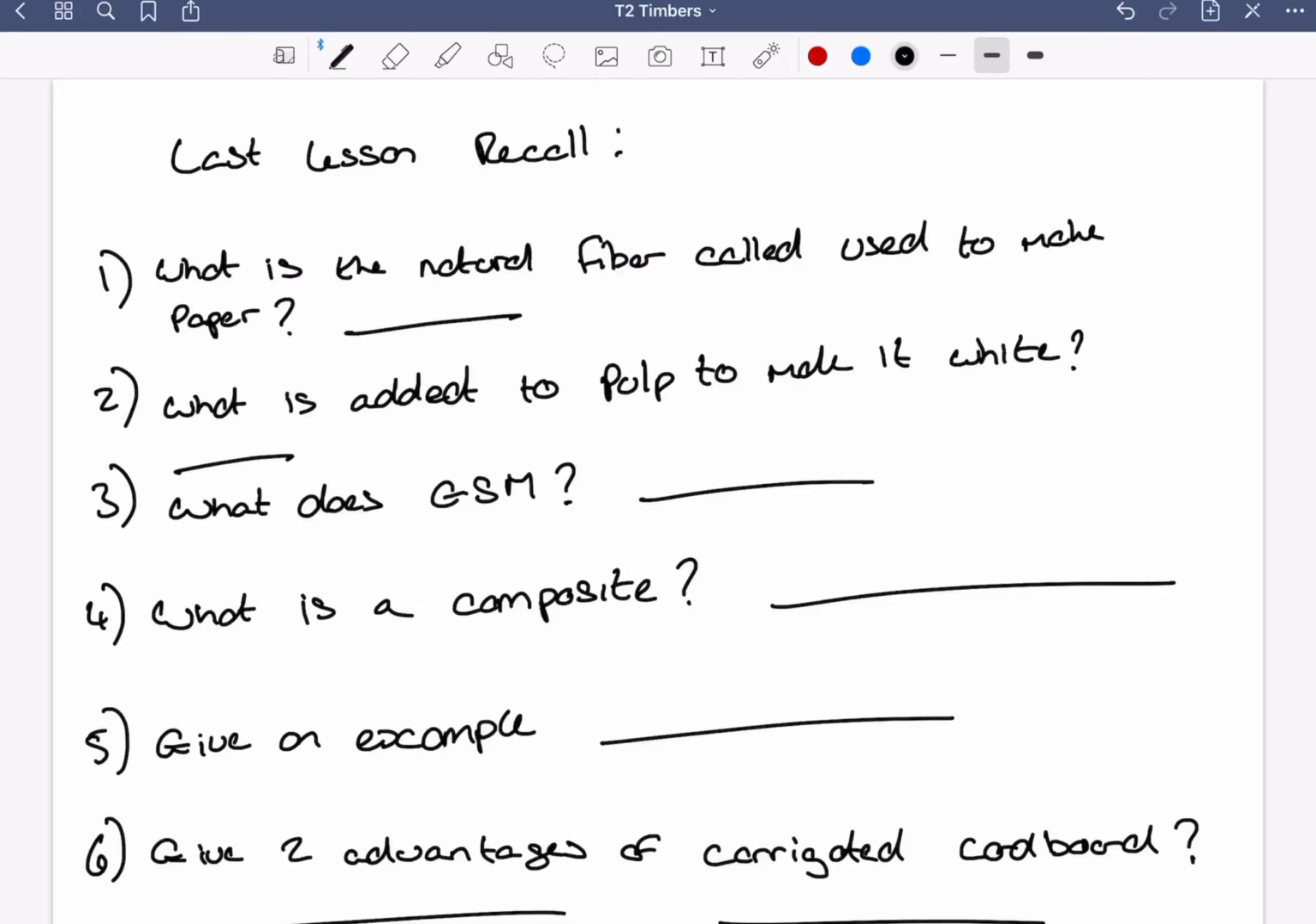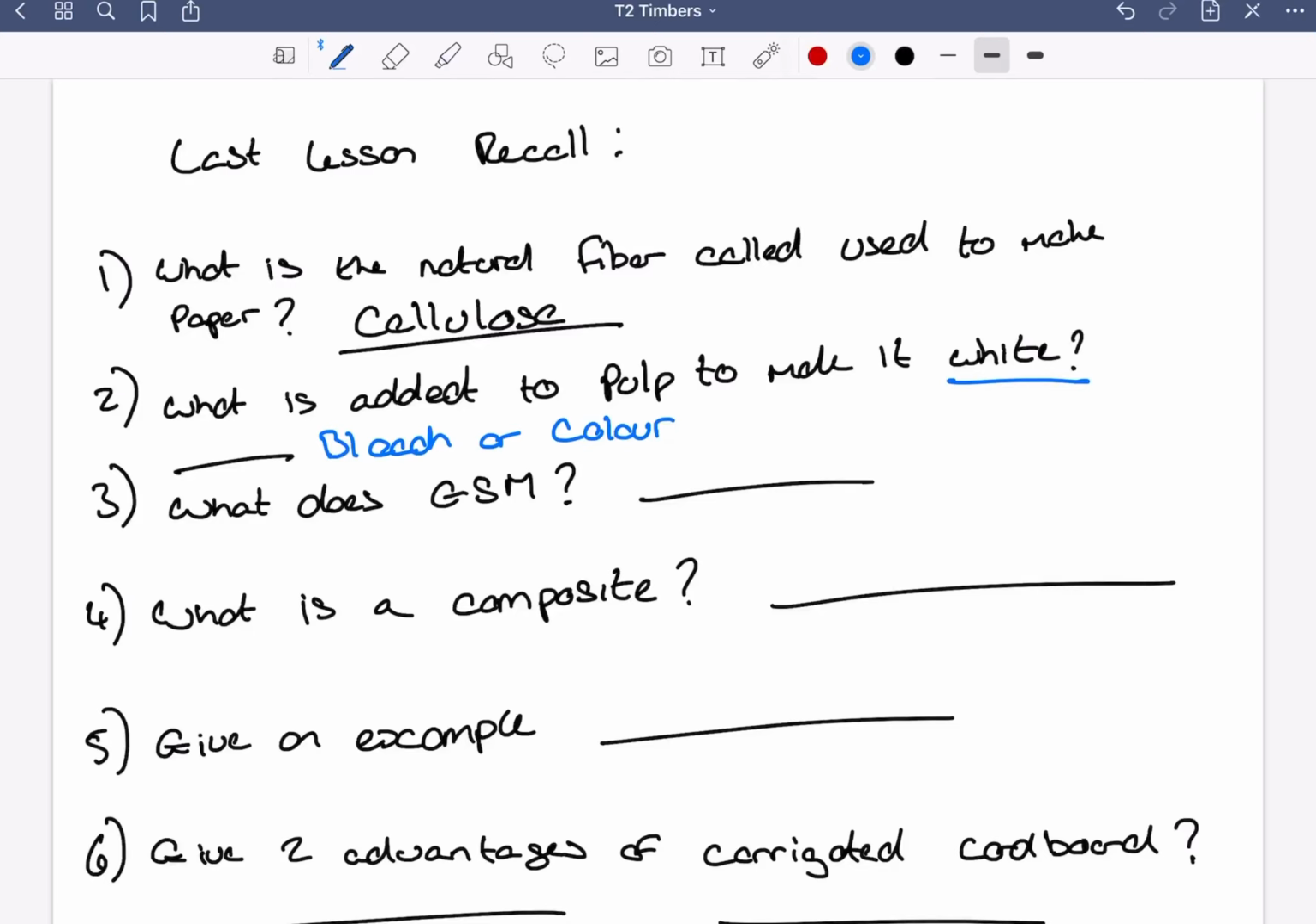Okay, everybody, welcome back. So question 1, what is a natural fibre called used to make paper? Well, the natural fibre used to make paper is cellulose. Different types, but primarily cellulose. What is added to pulp to make it white? Well, we add bleach to pulp to make it whiter, or we can actually add colourings, can't we? So sometimes we want the front of a book to look red or green or black. We add a colouring to it to change the colour. But in this case, the question said white, so we would add bleach.